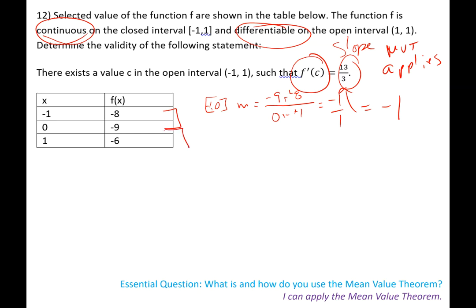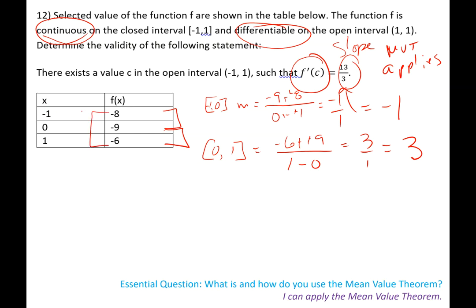Then I'm going to look at this interval right here, the interval from 0 to 1. My slope is my y values, -6 minus -9 over 1 minus 0. Double negative goes positive, so we've got 3 over 1, or just 3. That doesn't equal 13/3.